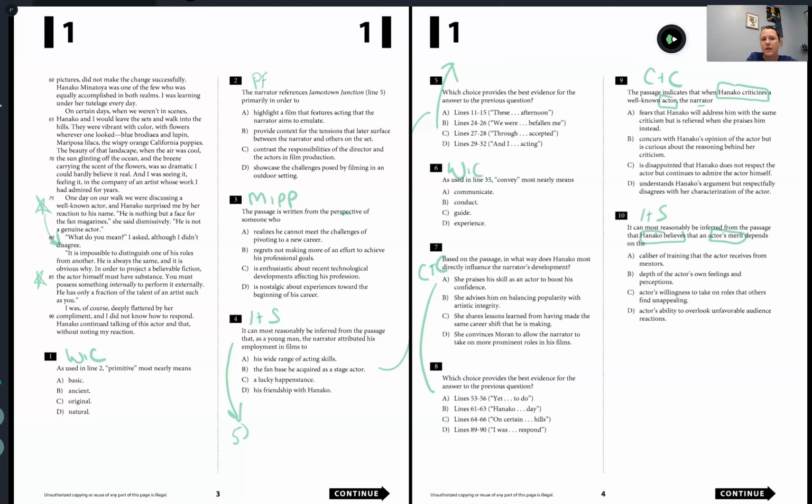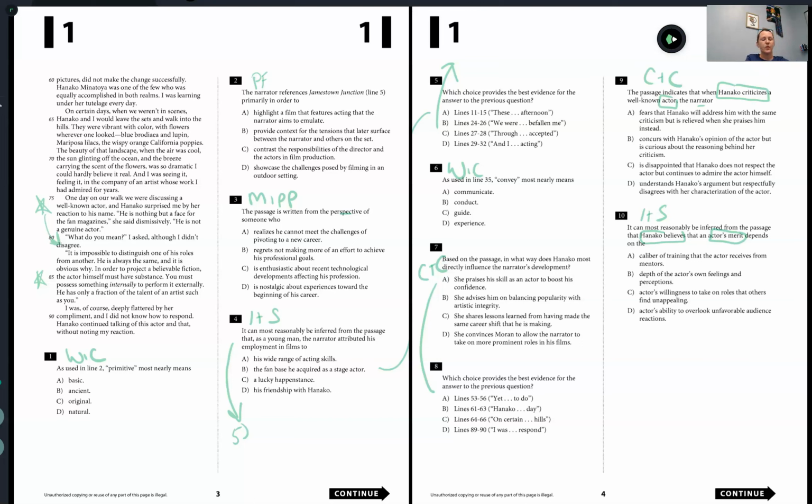"You must possess something internally to perform it externally. He has only a fraction of the talent of an artist such as you." Oh, that's nice. I was, of course, deeply flattered by her compliment, and I did not know how to respond. Hanako continued talking of this actor and that, without noting my reaction.